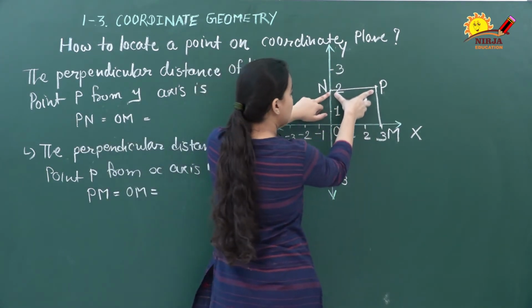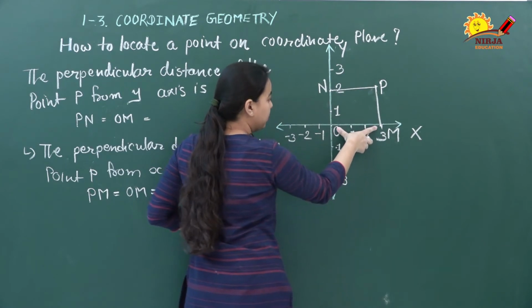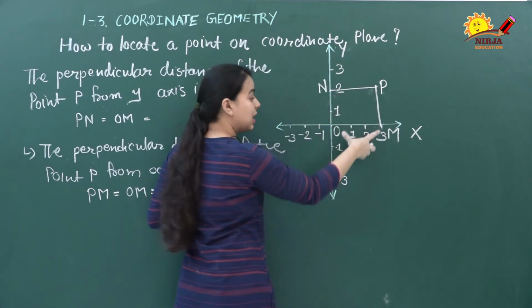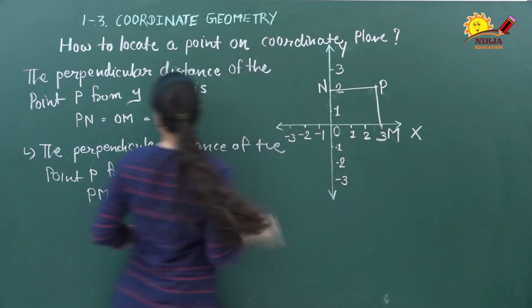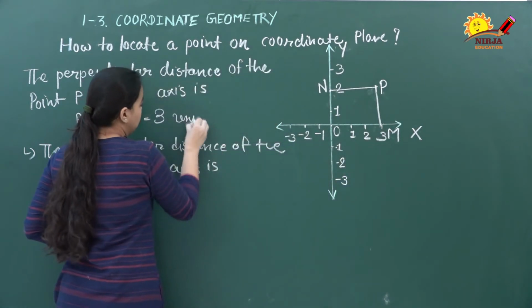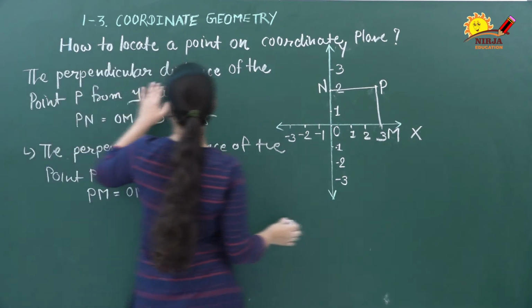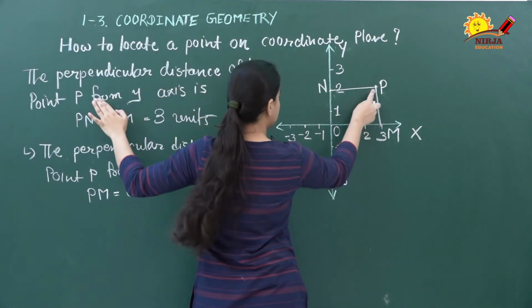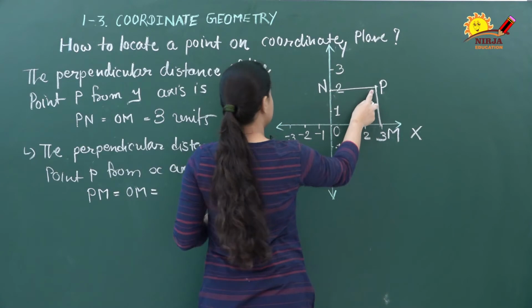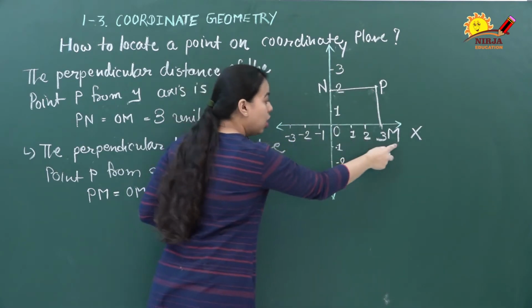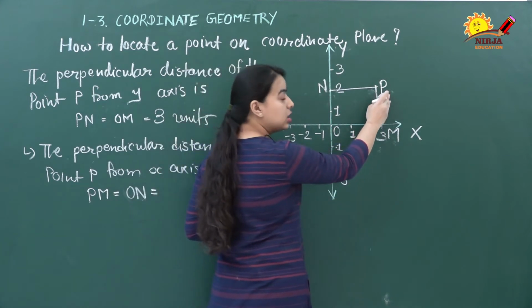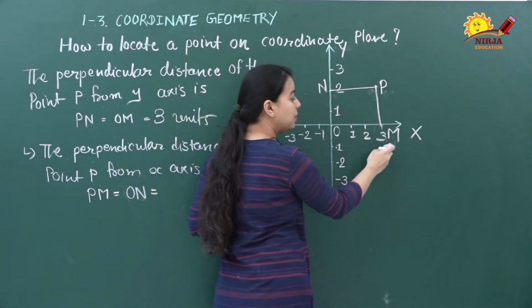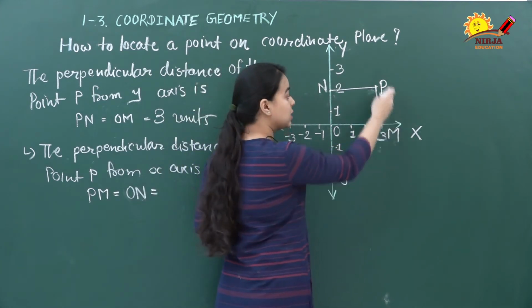And this PN is the same as OM, right? This PN is the same as this OM. And what is OM? OM is 3 units. So we got the perpendicular distance of point P from the y-axis, which is PN, equal to OM, which is 3 units. In the same way, the perpendicular distance of point P from the x-axis we can indicate as PM.